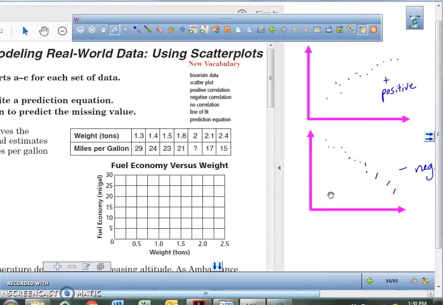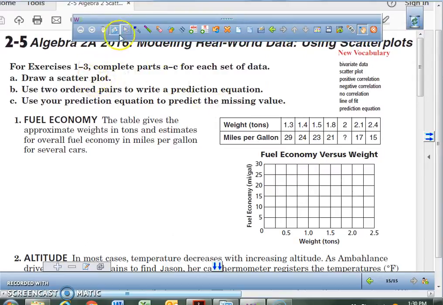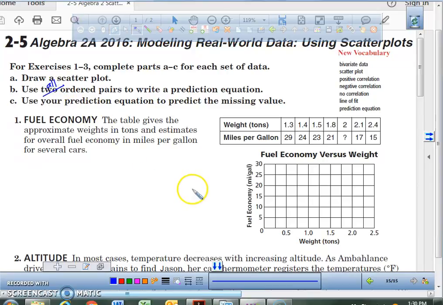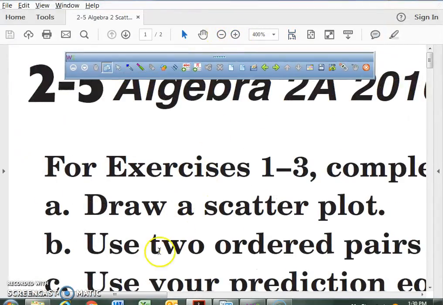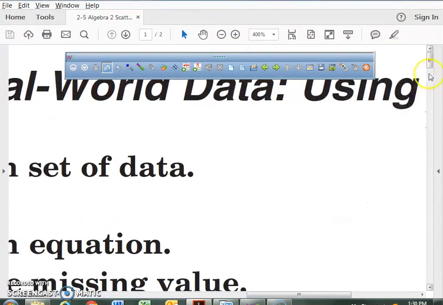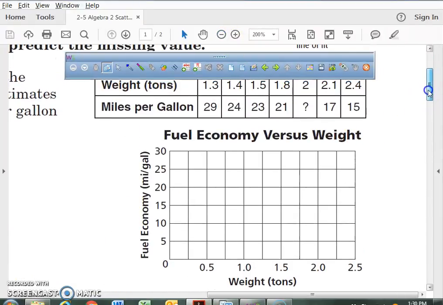All right. So right now, we have to draw a scatter plot. We're actually not going to use two ordered pairs. We're going to use all the ordered pairs with our graphic calculator. Oh no, trust me. You're going to like this. Trust me. So we're going to make a prediction equation to predict the missing value right here. All right? So we're going to zoom in here. Zooming in. A little too far. A little too close. Way too close. Much better. All right, let's plot this first.